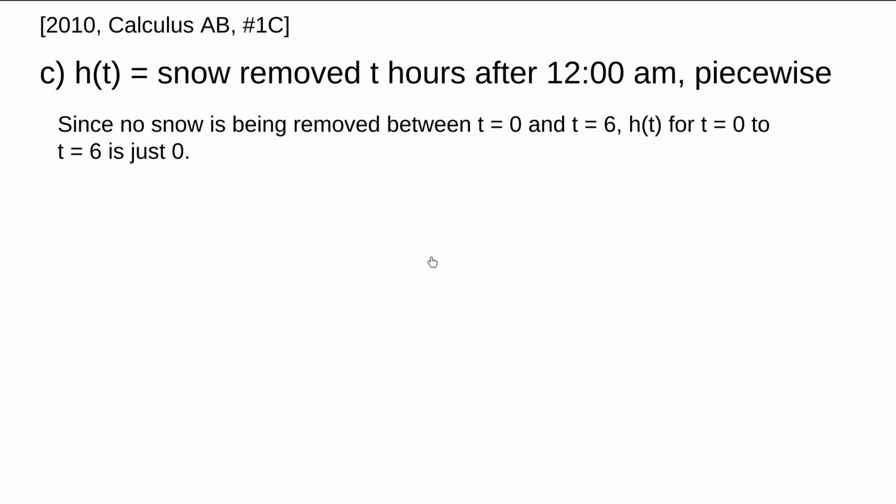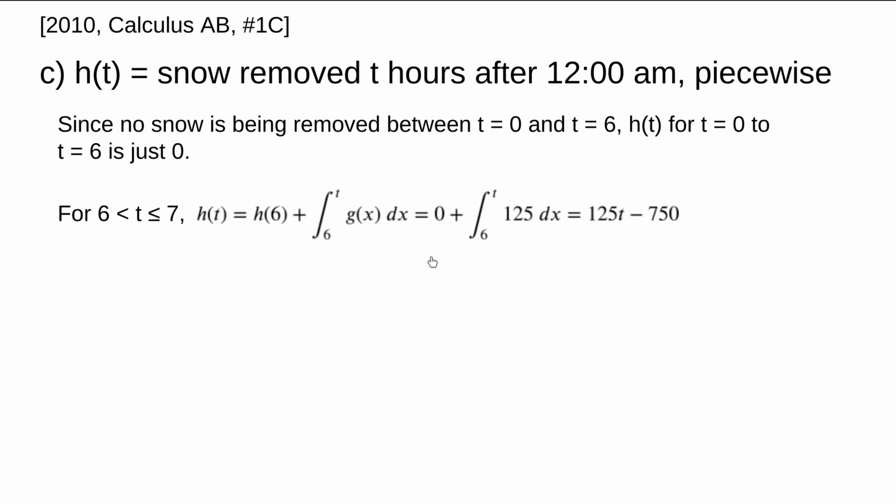The only thing that's happening between t equals 0 and t equals 6 is snow is being added. It's not being removed. So that would just be 0 for t between 0 and 6. Okay. Well, Janet removes snow at two different rates depending on what time it is, so we have to break apart our piecewise function to account for both of those.